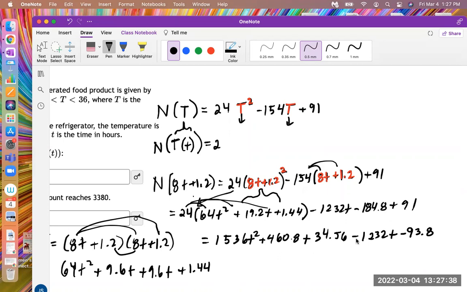I combine these t's together, so that would be 1232 minus 460.8. So that would leave me negative 771.2t. Oh, careful, I forgot my t. Oh, there's the t. That's what's so hard about this t. There should be a t and a plus sign here, and so I got confused.